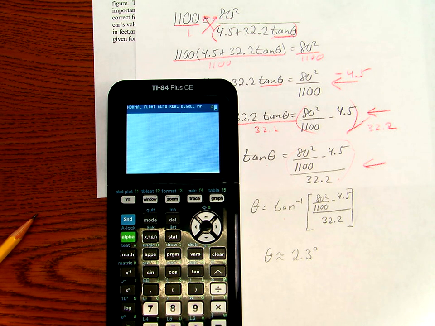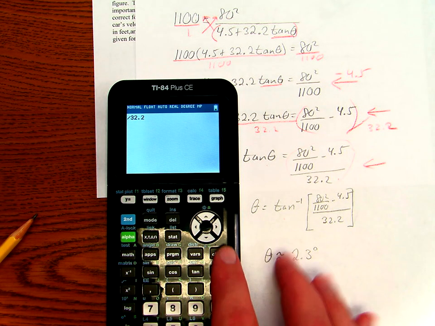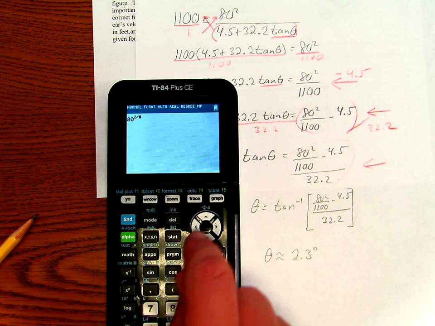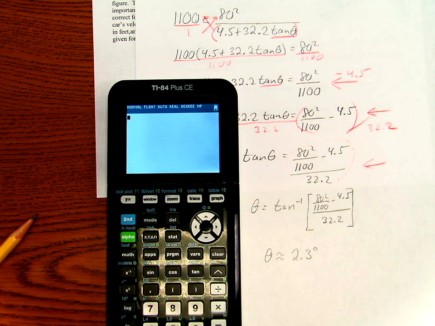Oops, what happened here? Why didn't it like that? I don't know what happened. We'll start over. 80 squared divided by 1100. Messed up again. This is not going well.